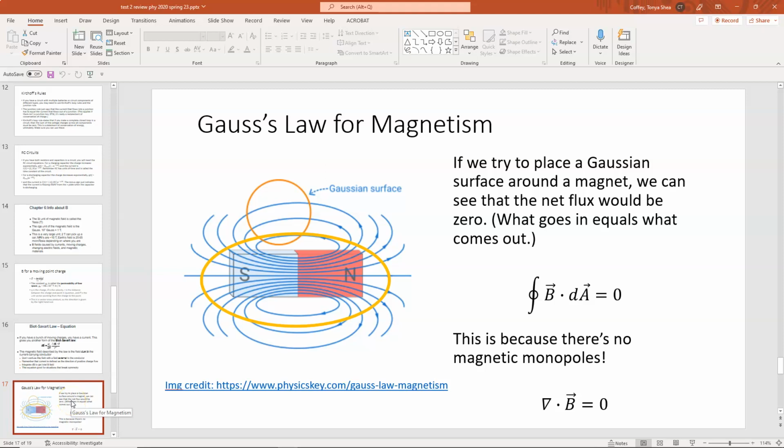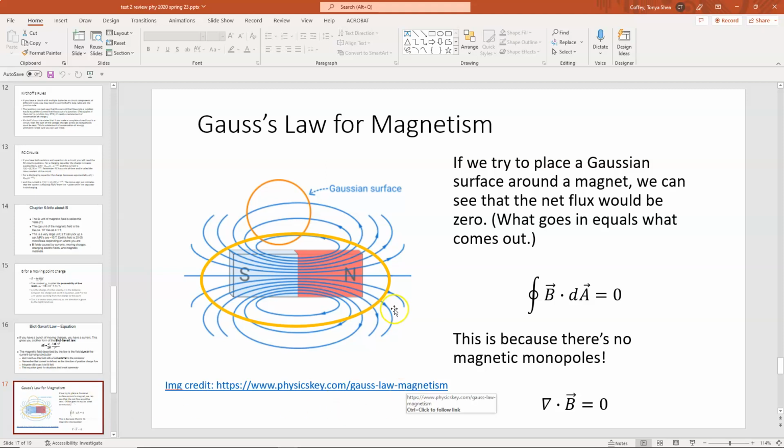We covered Gauss's law for magnetism. Basically, Gauss's law for magnetism says that you don't have any magnetic monopoles. In other words, all magnetic fields come in pairs, a north and a south pole, right? And so if you tried to place a Gaussian surface around a magnet, then what goes in comes out in terms of the magnetic field.